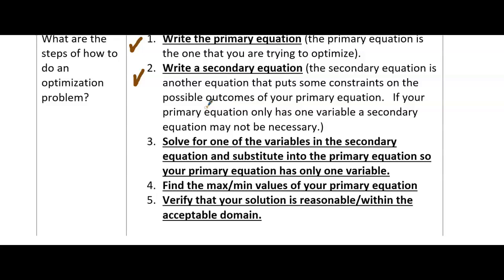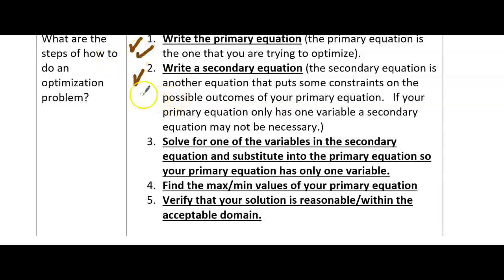Now a secondary equation will happen on some of these problems. For these types of problems, you're going to have a secondary equation because there's things within the problem that restrict it. For instance, if you had an infinite amount of fencing available and you wanted to make a rectangular region with the fence, well, with an infinite amount of fencing, there is no limit to the amount of area you could cover, right? But if you only had 100 feet of fencing, well, now you are constrained. You have some restrictions on what your possibilities are. And so maybe you want to find what's the maximum area.